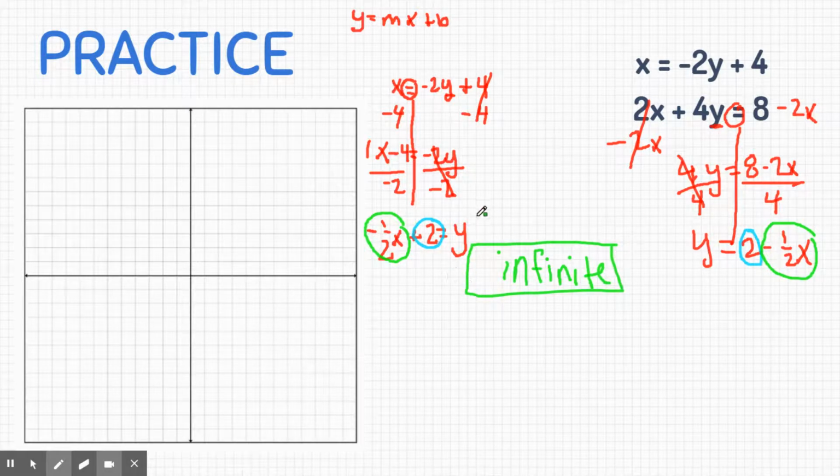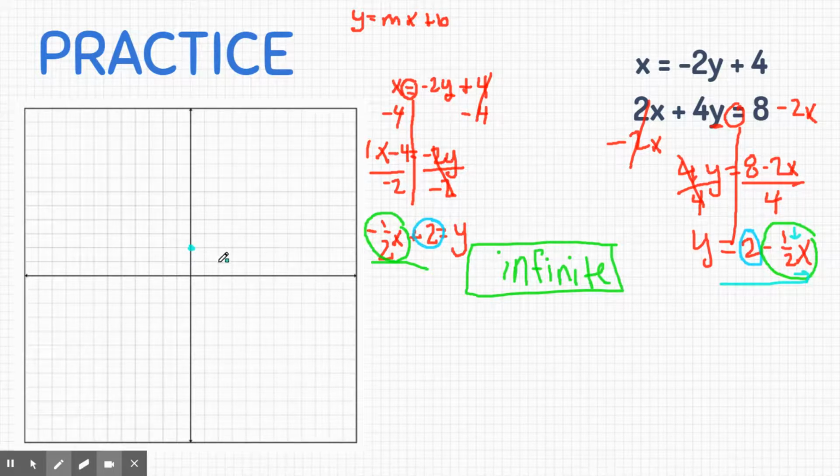So when I graph it, I'm going to graph this equation in green and this equation in blue, and you'll see why they're infinite solutions, okay? So I'll start with my blue one. Again, I always start with my b, which is my number not attached to x, so it's 2. So I'm going to put a point at 2. Then my slope is negative 1/2. So that means I'm going down, and my rise over run is down 1 over 2.